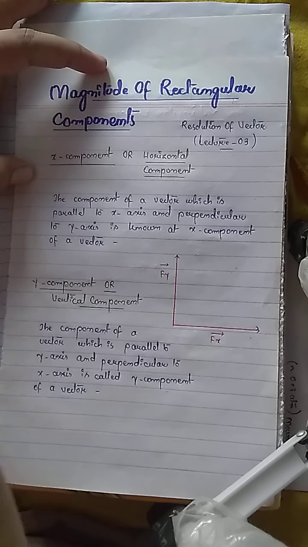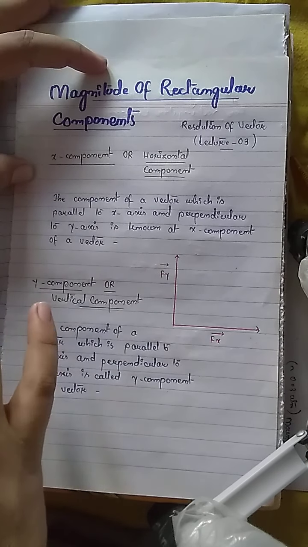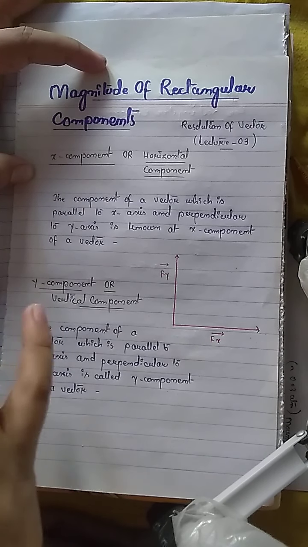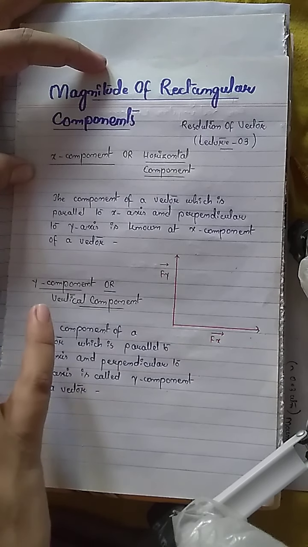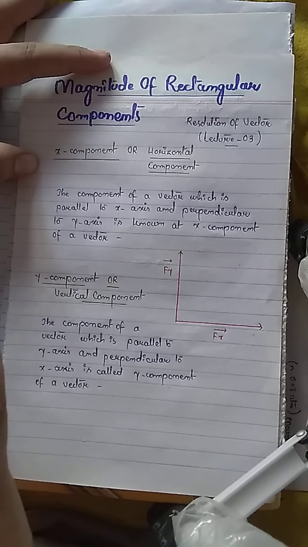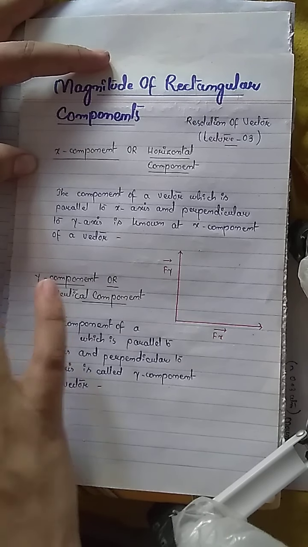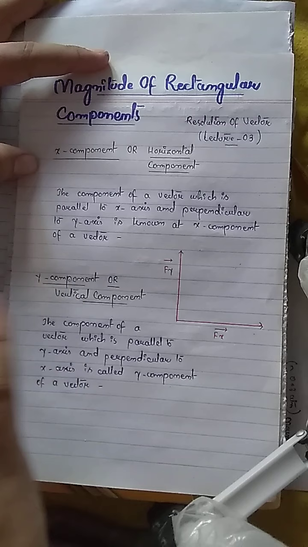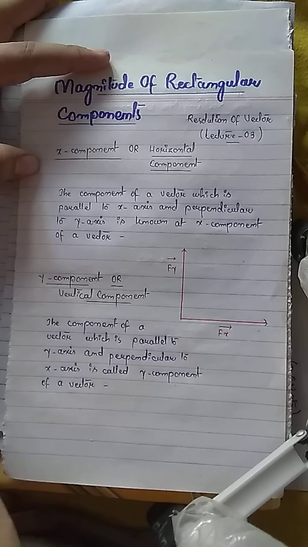In this lecture, we are going to derive the formula for calculating the magnitudes of rectangular components of the vector. But first of all, we will revise what basically the horizontal component is and what basically the vertical component of a vector is. The horizontal component is the component of the vector which is lying parallel to the x component, or we can say perpendicular to the y component.